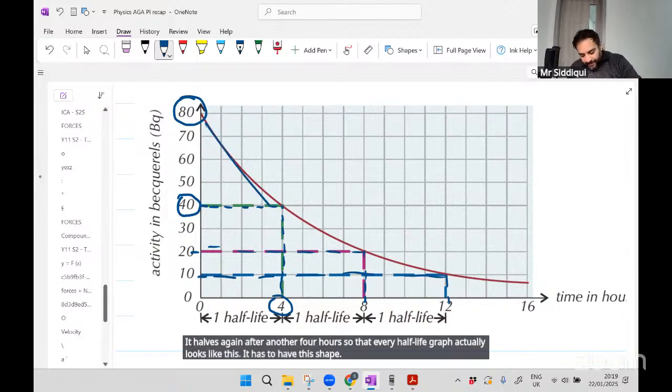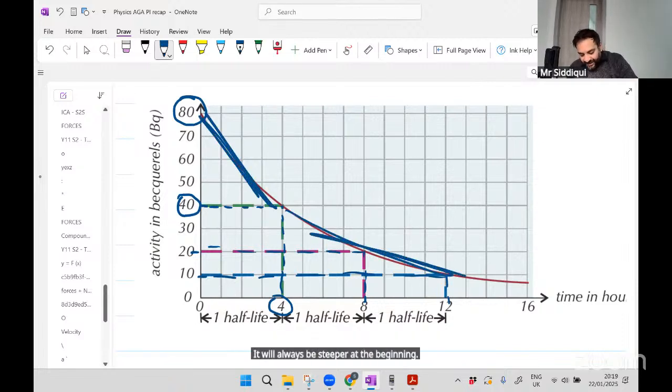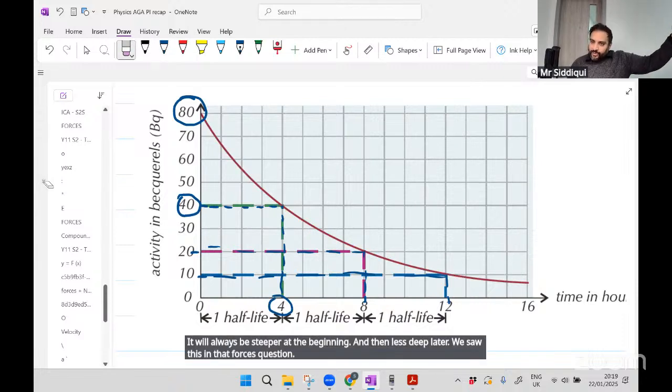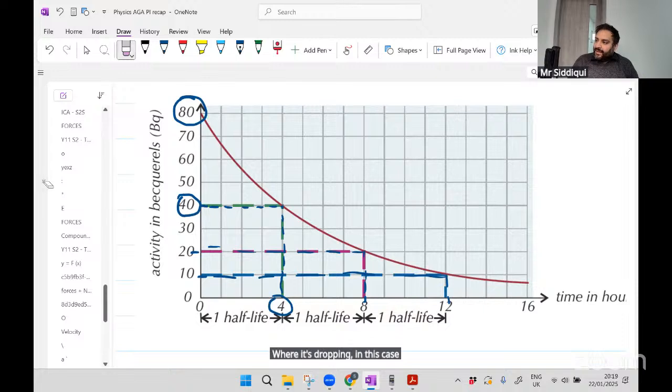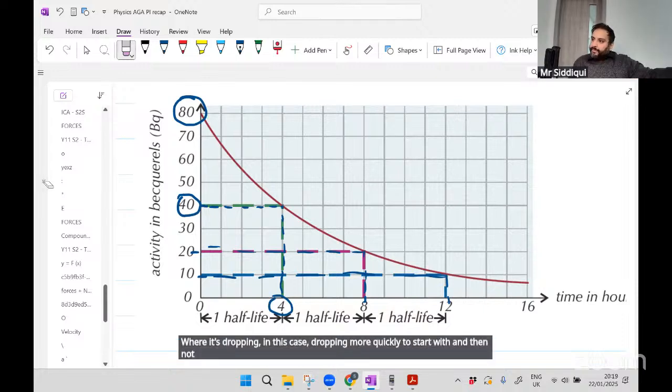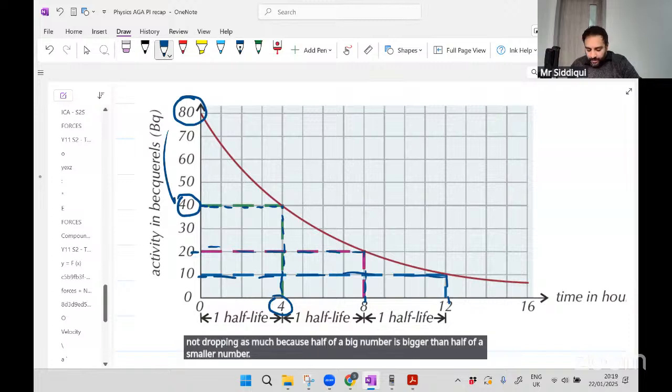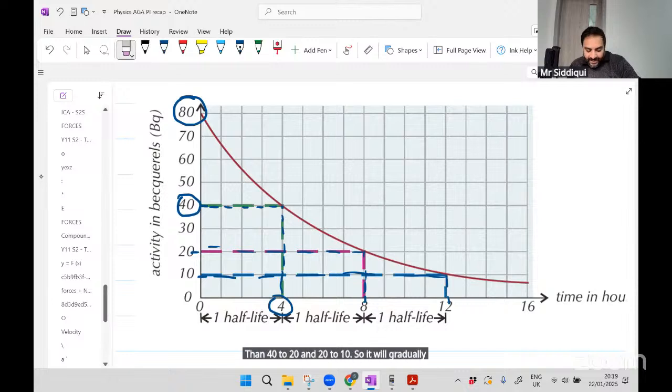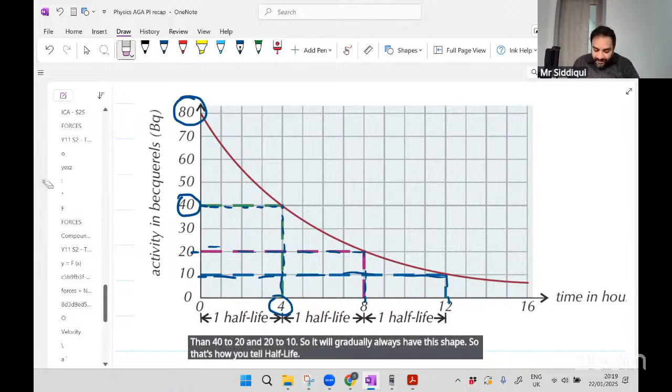It will always be steeper at the beginning and then less steep later. We saw this in that forces question, where it's dropping, in this case, dropping more quickly to start with and then not dropping as much, because half of a big number is bigger than half of a smaller number, right? 80 to 40 is a bigger drop than 40 to 20 and 20 to 10. So it will always have this shape. So that's how you tell half-life from a graph.